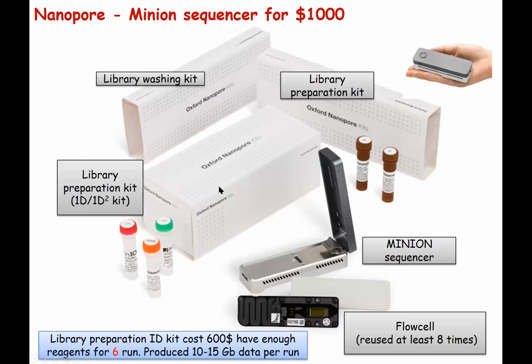I'd like to give an idea of the price and how the sequencing kits look. When you first register, you can get all the materials for $1,000. For example, this is a MinION sequencer, a portable, mobile-sized device with a flow cell. The flow cell costs about $500 if you buy in bulk, and the cost varies with how much quantity you buy. And there are kits, a library preparation kit and a library washing kit.